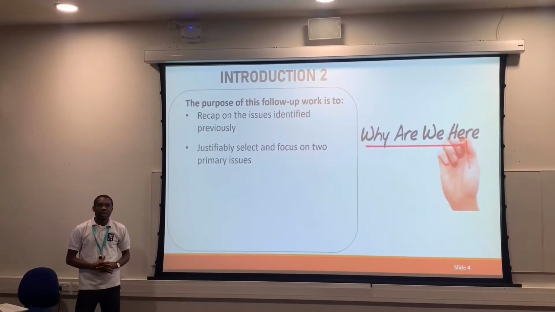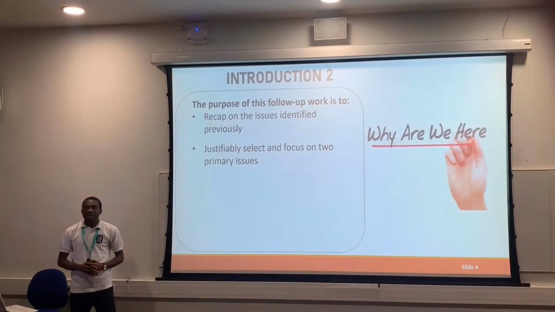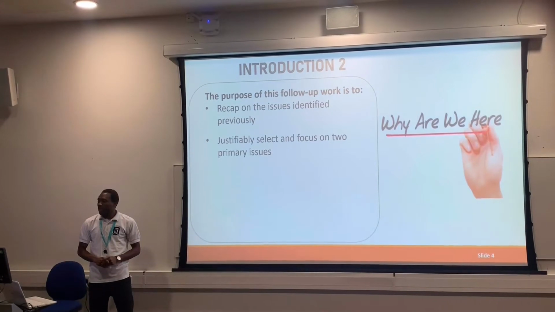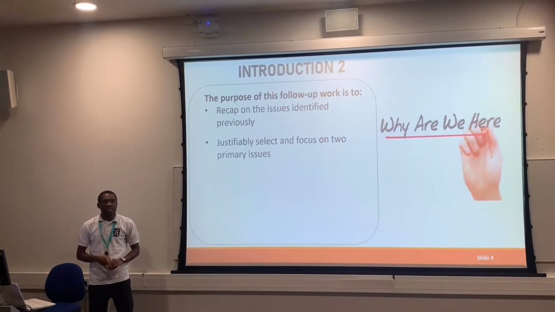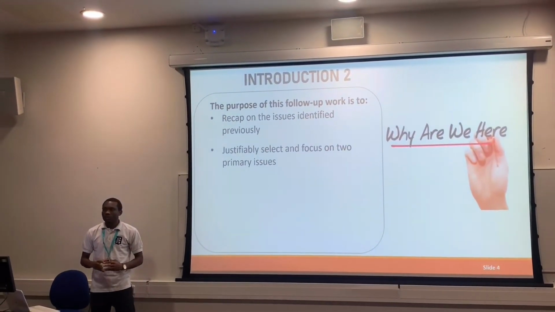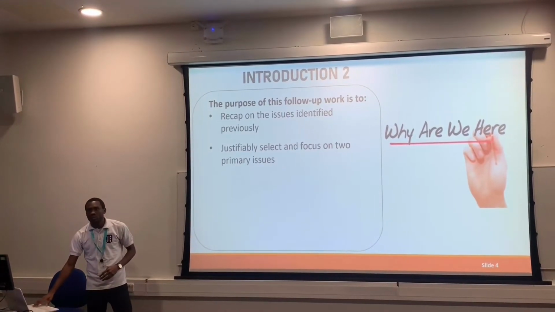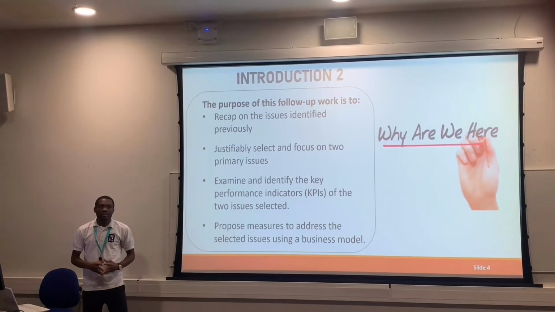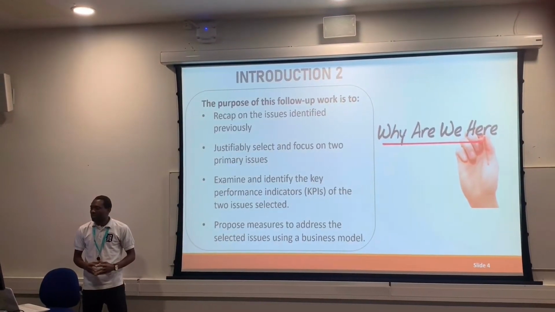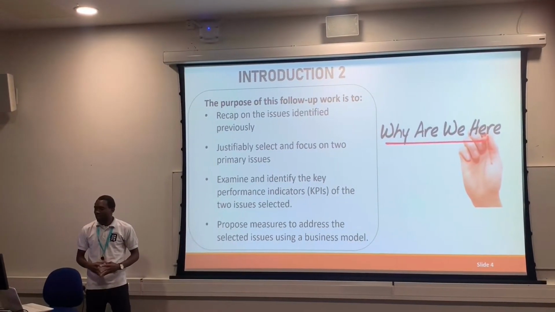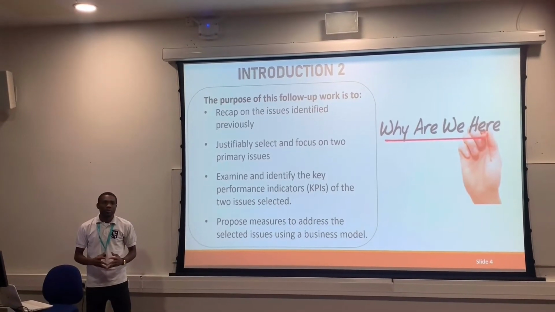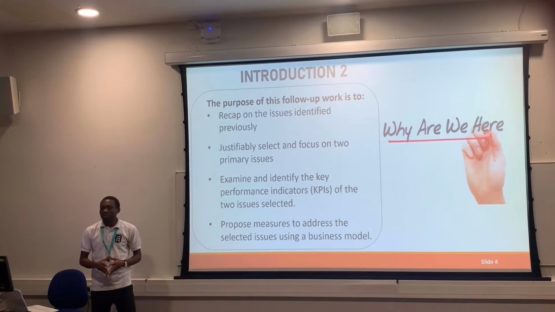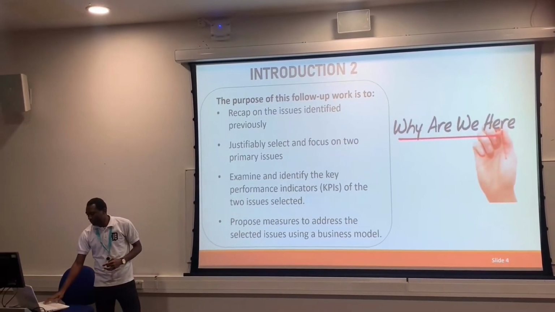The follow-up for this particular aspect of the coursework will be recapping the issues that were identified previously in Leon's Restaurant, and then we'll justifiably select 2 of them to focus on for our proposals and business model. We would examine and identify the key performance indicators of these 2 issues, and then we'll propose a model that we feel is going to address these 2 issues in the restaurant.